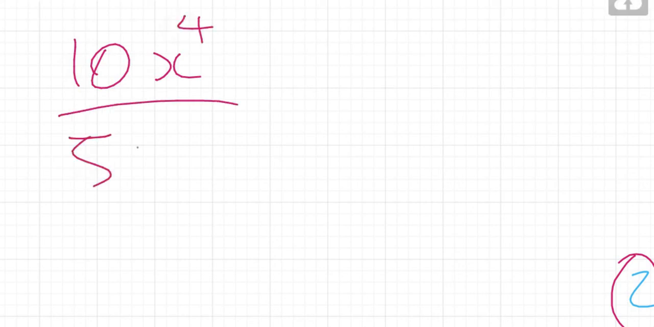Let us look at the division. What if I had 10x raised to 4 divided by, let's say, 5x?